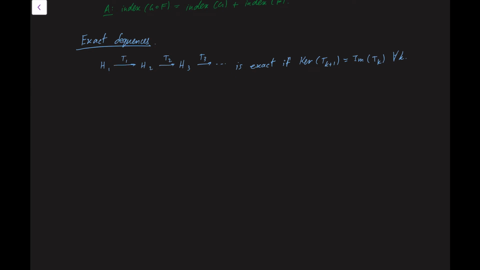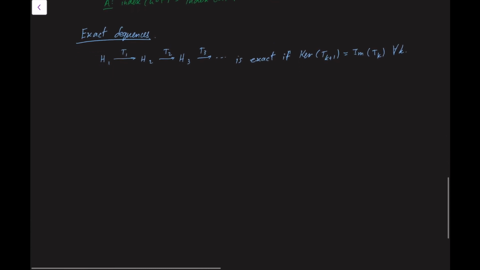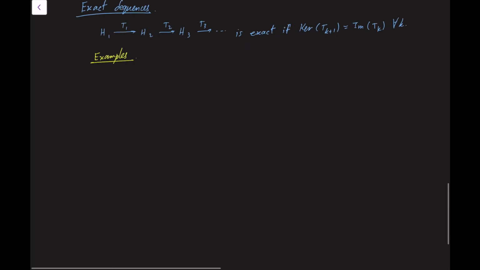Now, let's look at some examples of this. So some examples. Let 0 here denote the zero-dimensional vector space. That maps into some Hilbert space H1, which then maps via some operator T1 into another Hilbert space H2. This sequence is exact if and only if T1 is injective.